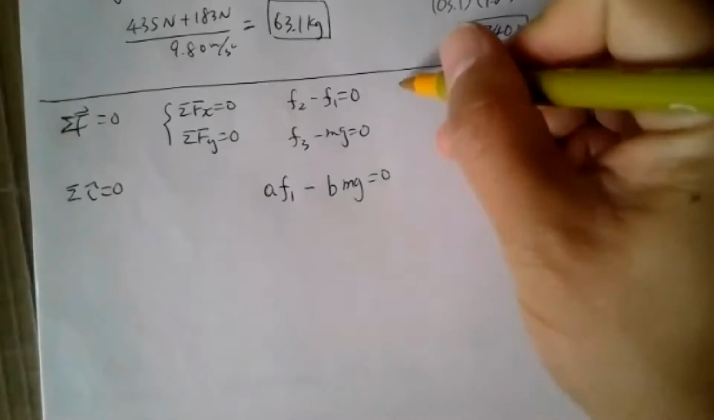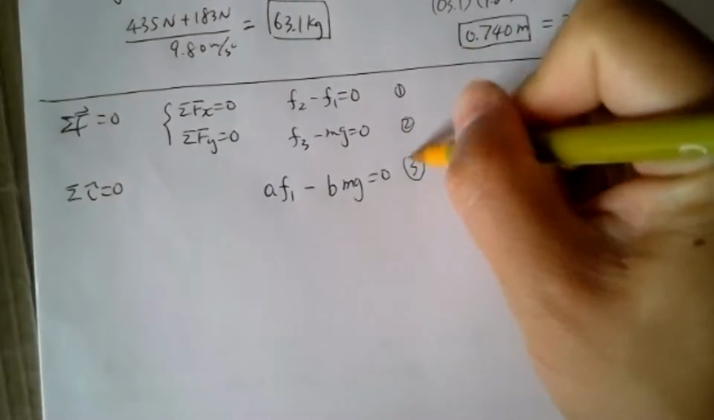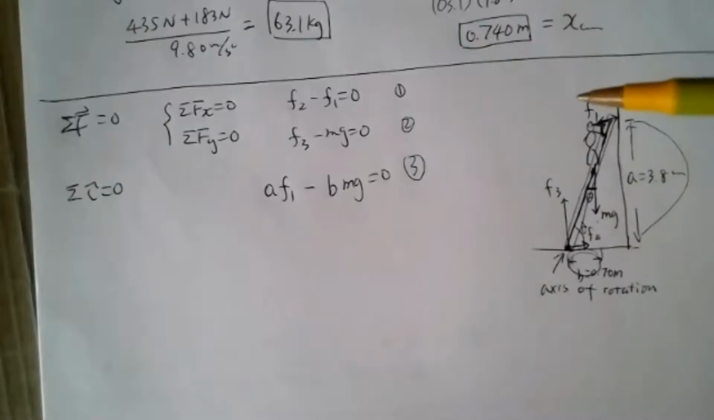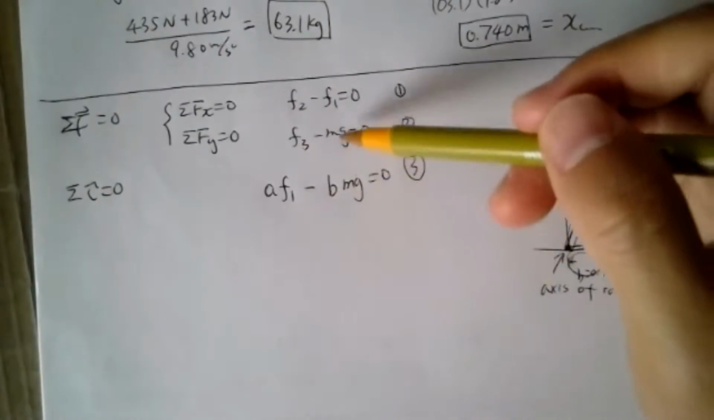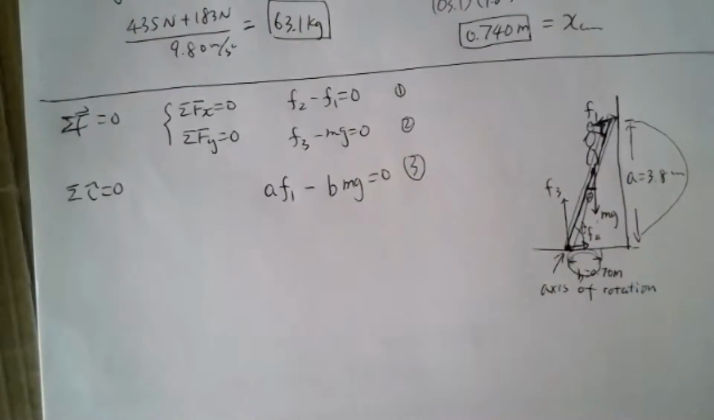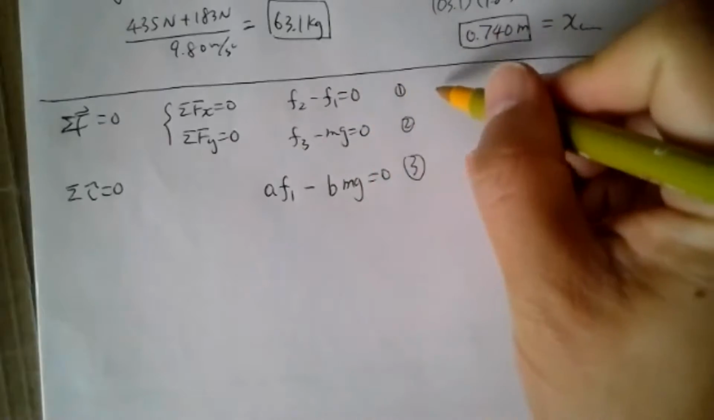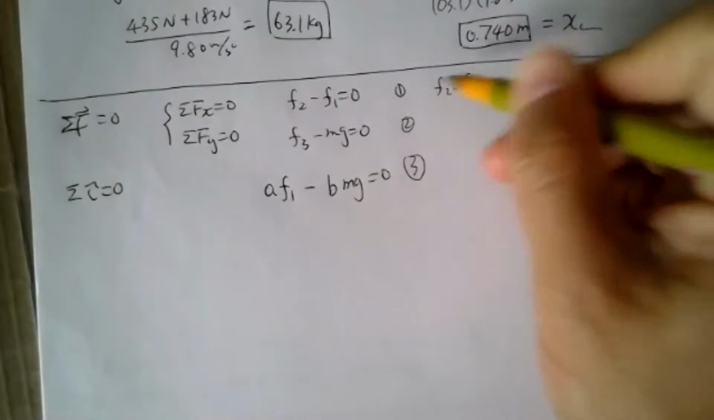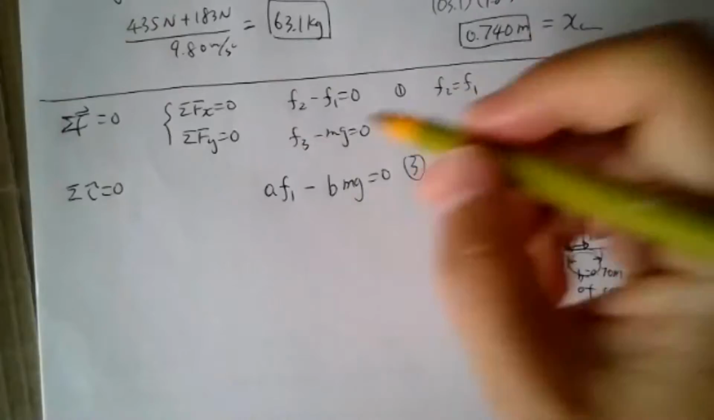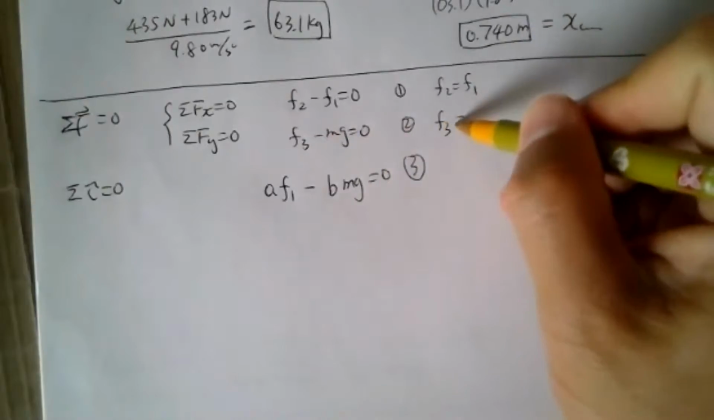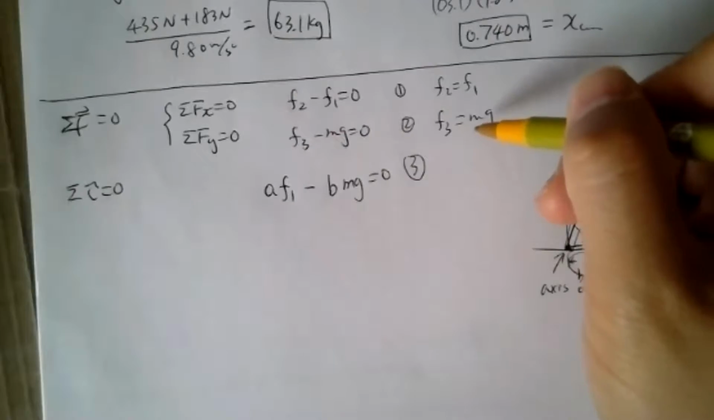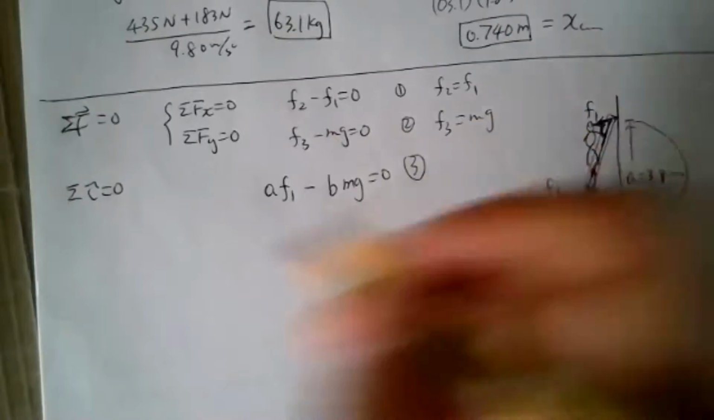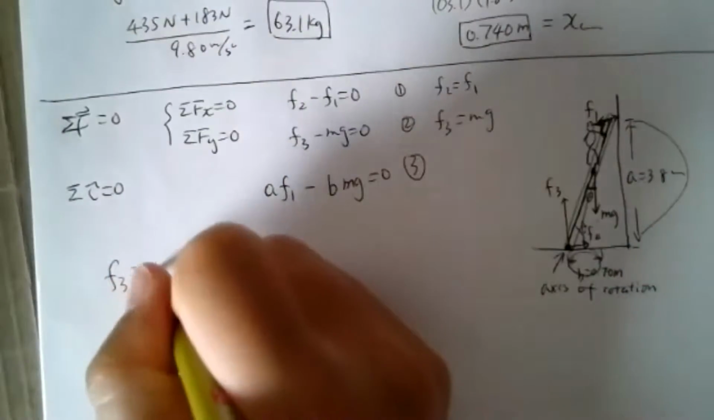But after that is determined, you have three equations. F1, F2, and F3 are the unknowns, and the rest are known numbers, so you can solve for three unknowns from there. From equation 1, F2 is equal to F1, just magnitude-wise. From the second equation, F3 is equal to mg, so F3 can be calculated directly.